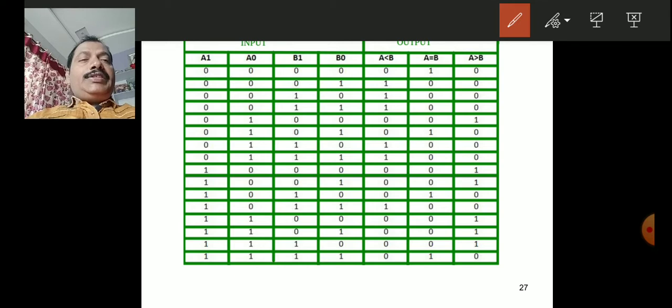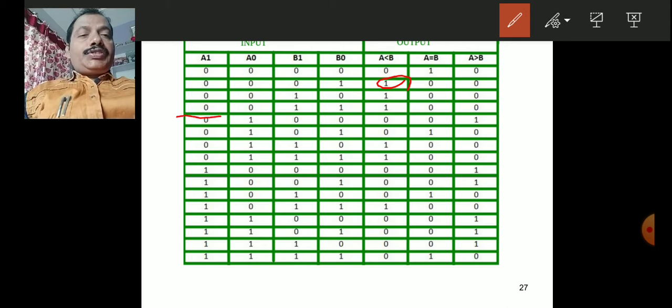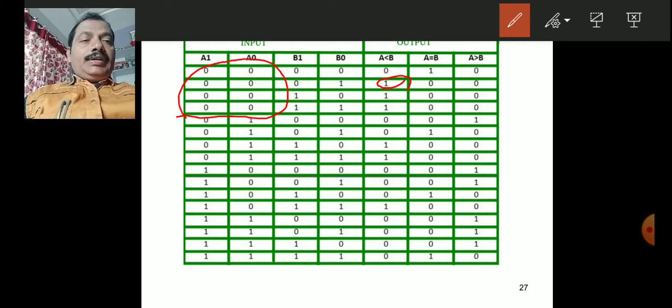Okay. For A number is 0 0, B number is 0 1. Which one is greater? B is greater, A is less. So it is A less than B. All other 2 outputs are zeros. Next, A is 0 0. You observe here up to this, A is less than B. Sure, it is A less than B.